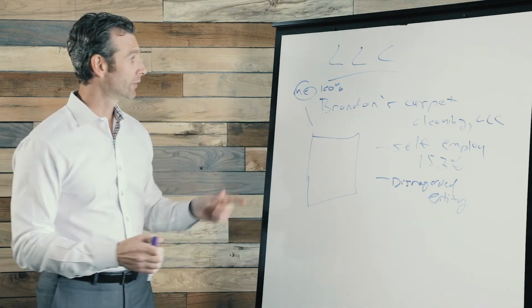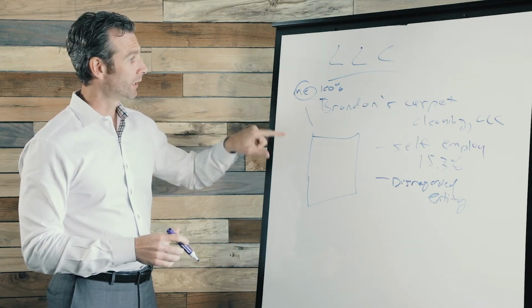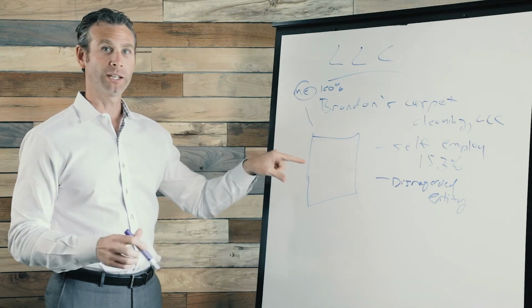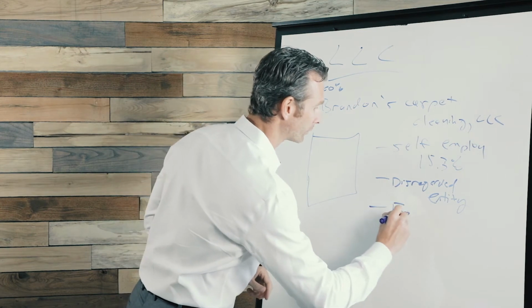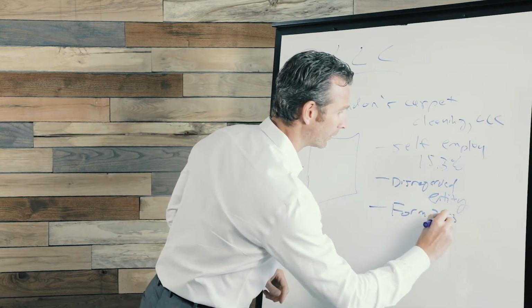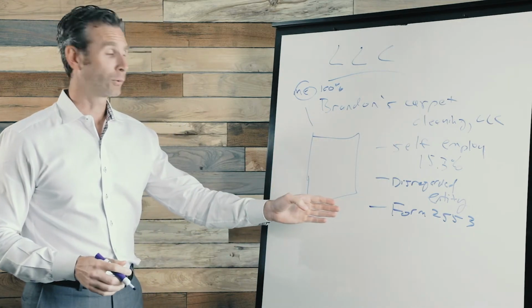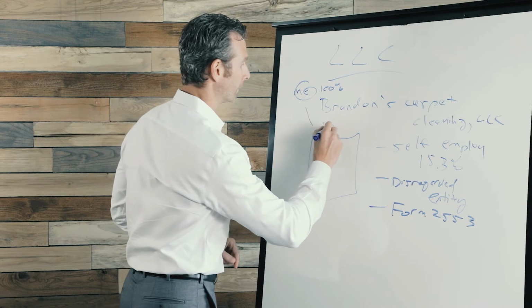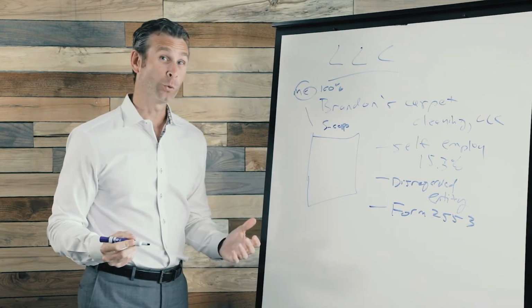Well, what it does is now I've got me out here, 100% owner of this LLC, and I've got this box. This box now is a separate entity for tax purposes. So if I file what's called a Form 2553 with the IRS, and we don't have to get into the details of that, it's something I can help you with, we file that form with the IRS, we make an election to be treated as an S corporation. So now my box becomes an S corporation, and it's its own tax return now.